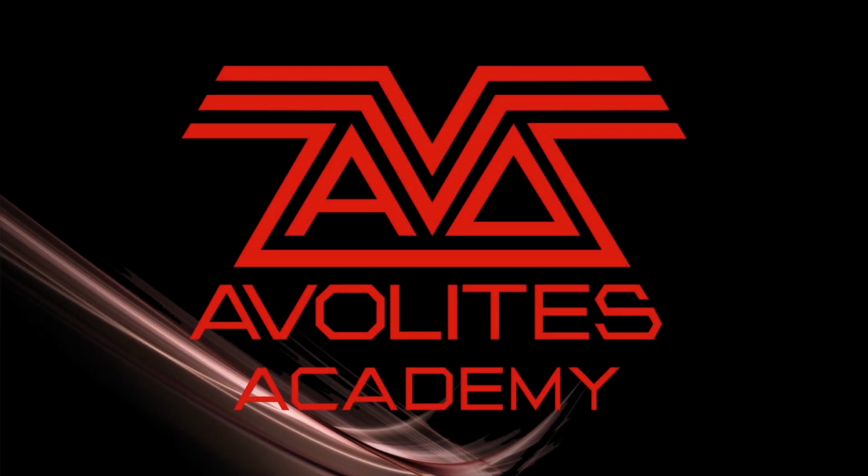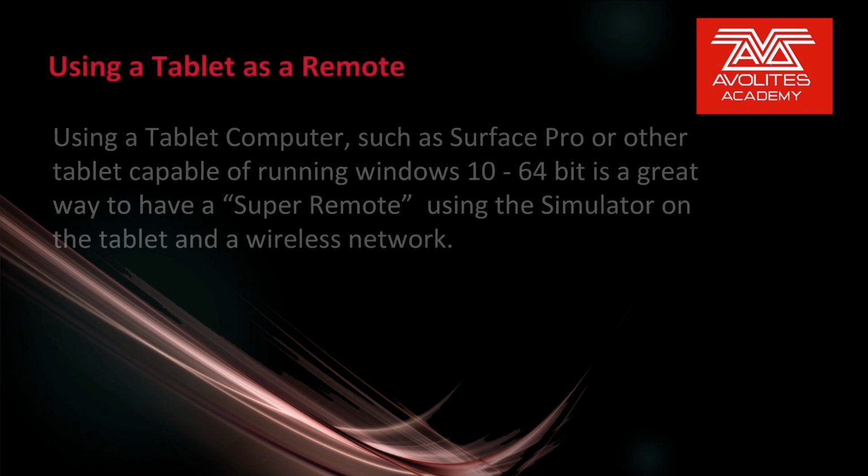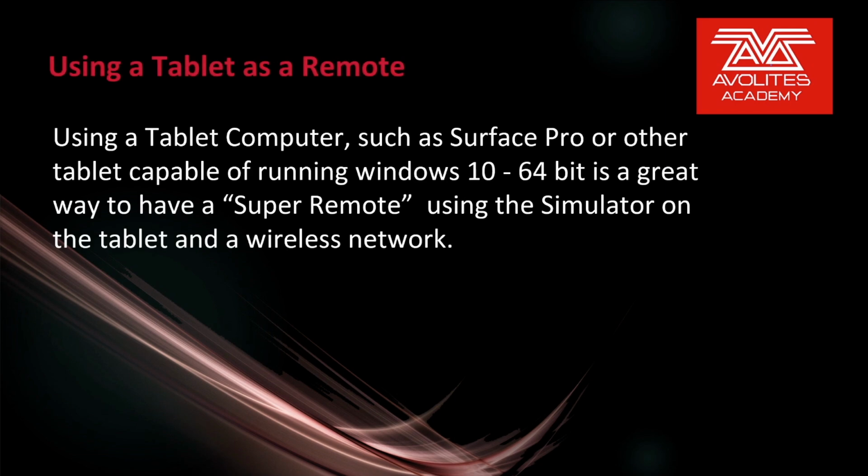Hey everybody, and welcome back to Mission Control for another quick tips video. In this video, we're going to talk about using a tablet as a remote. Using a tablet computer such as a Surface Pro or other tablet capable of running Windows 10 64-bit is a great way to have a super remote using the simulator on the tablet and a wireless network.